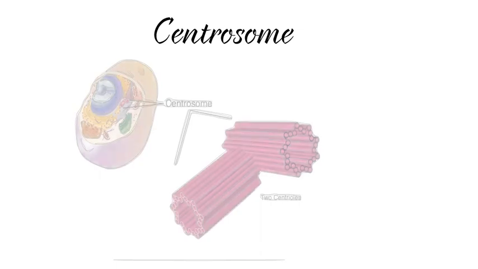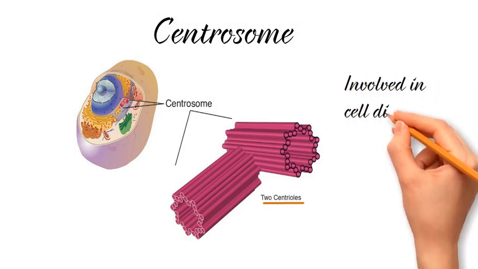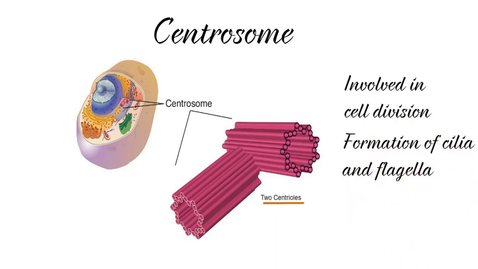The centrosome is the center of microtubule organization and is involved in cell division. It is composed of two centrioles, which are cylindrical structures made of microtubules. The centrosome helps to organize the chromosomes during cell division and is also involved in the formation of cilia and flagella, which are structures used for cell movement.